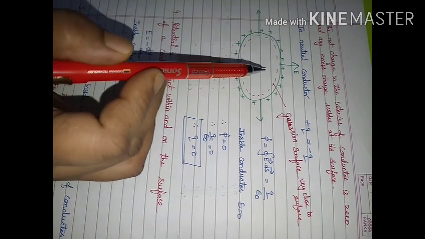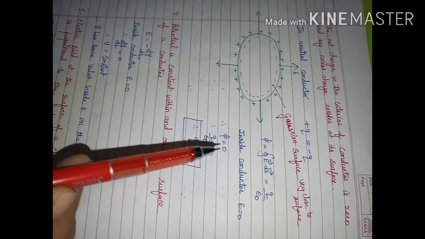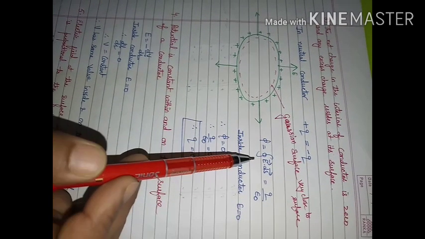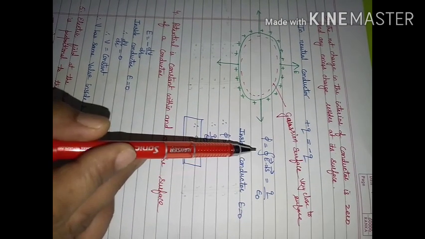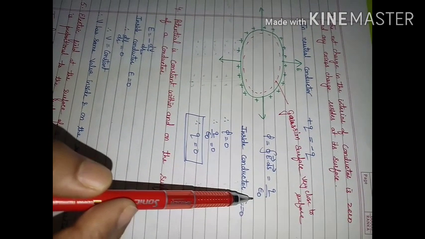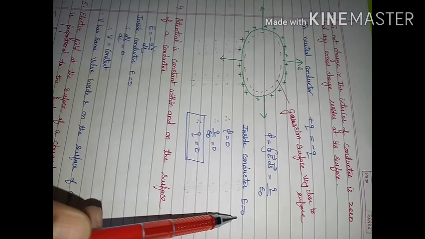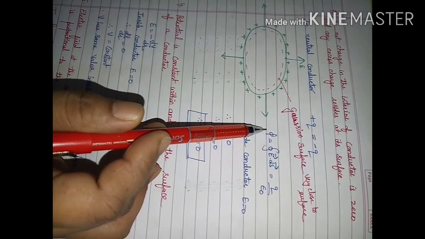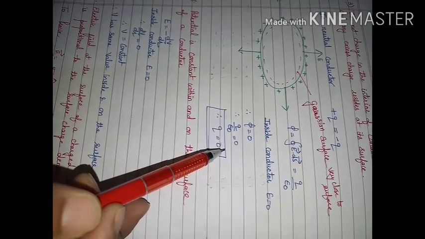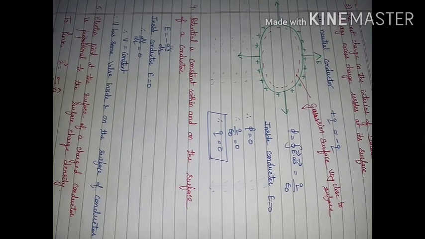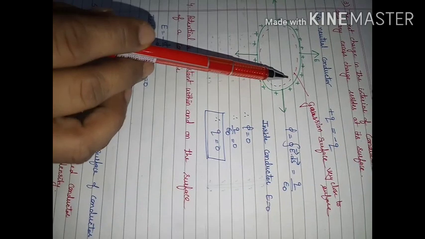If we try to find the flux associated with this surface, then according to Gauss's theorem, electric flux is equal to the surface integral of electric field intensity over a closed surface, and this is equal to Q by epsilon naught. Now inside a conductor, the field is 0. When the field is 0, flux will also be 0. And when flux is 0, the charge will also come out to be 0. It means no charge is going to reside in the conductor. Charge given will always be on the surface of the conductor.